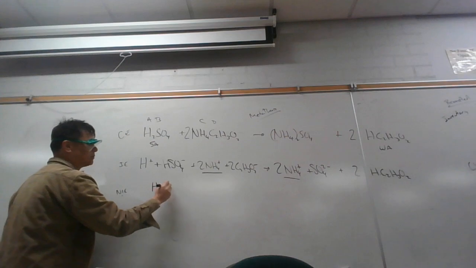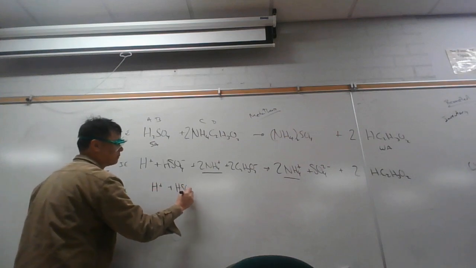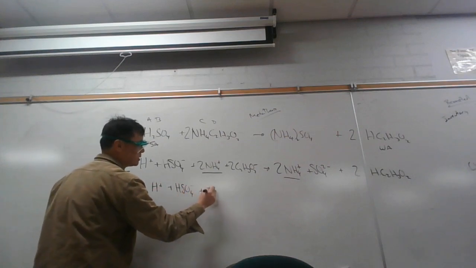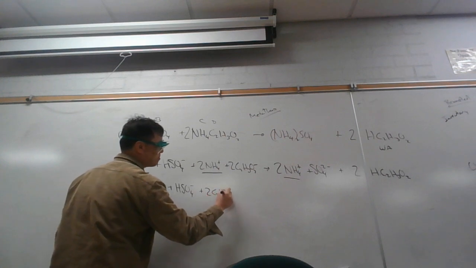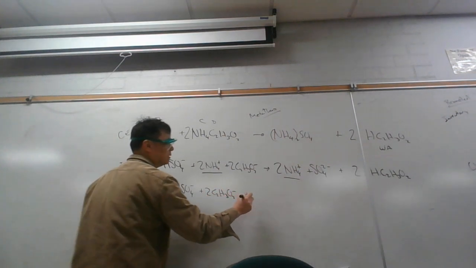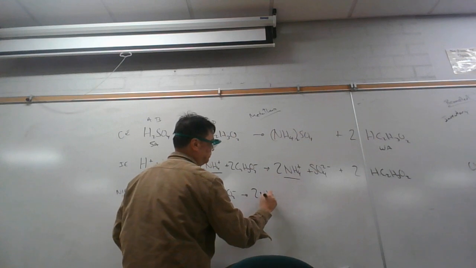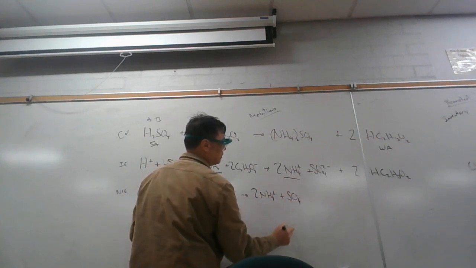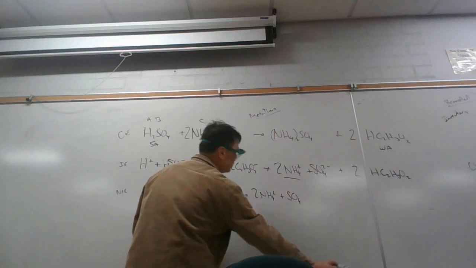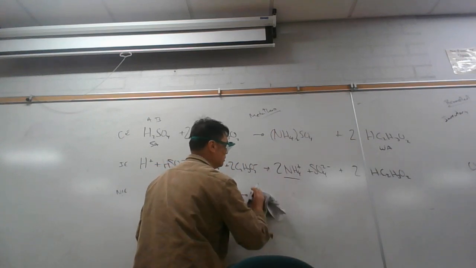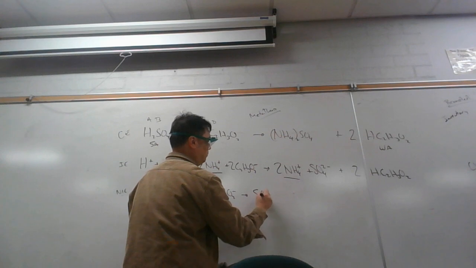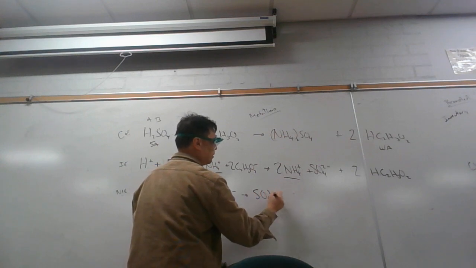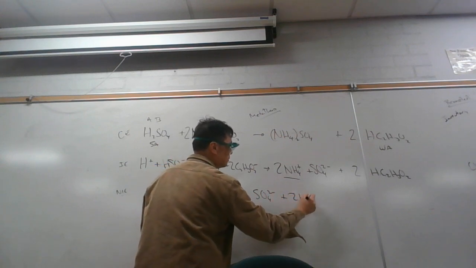So it's going to be H plus, HSO4 minus, plus 2 acetates yields 2 ammoniums plus sulfate. Oh no, what am I doing? No ammonium. Ammonium is a spectator, so it yields sulfate plus 2 acetic acids.